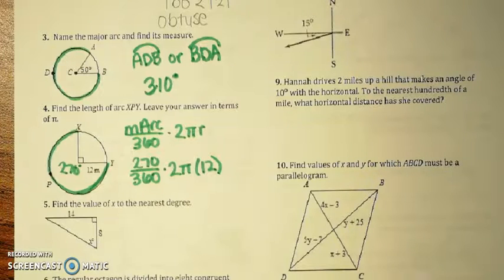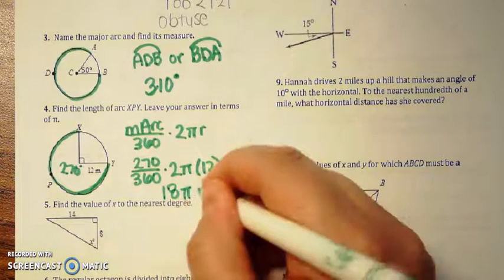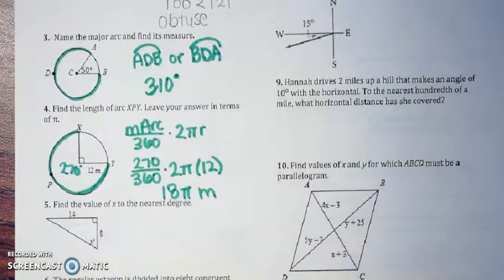Now, if we want to leave this in terms of pi, what I'm going to do is 270 divided by 360. I'm going to multiply that by 2, and then I'm going to multiply that by 12. And we'll just write a pi next to the answer, and that would just be meters.